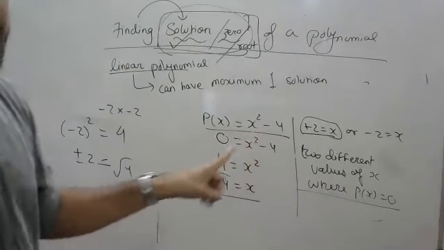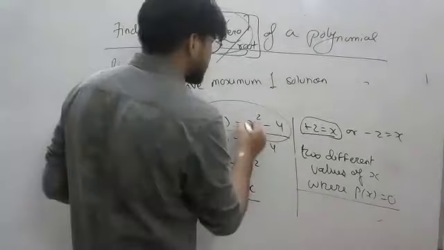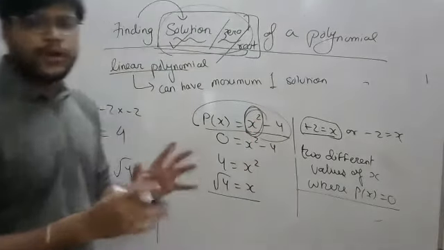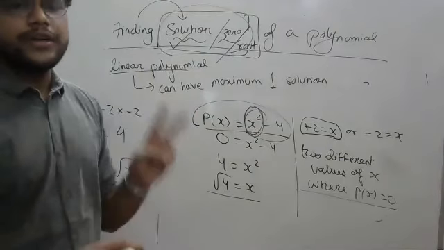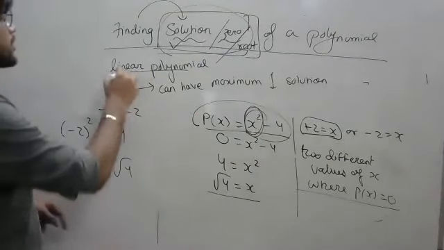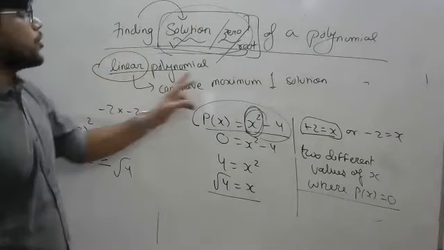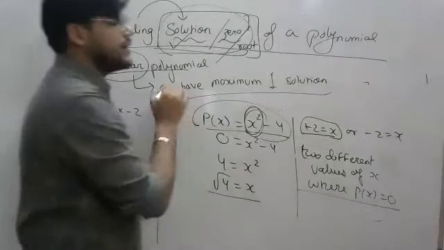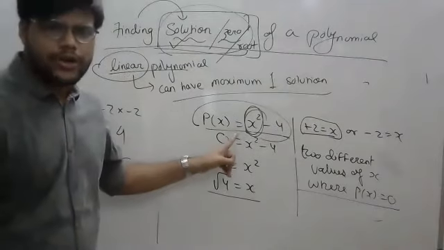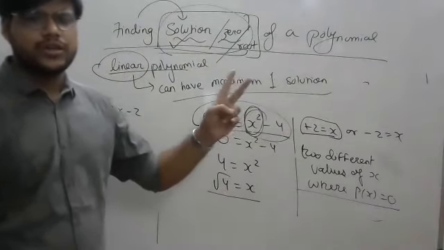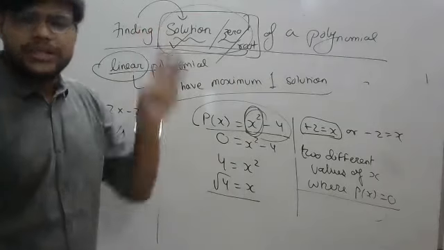Because it's a quadratic polynomial, we can clearly see it's quadratic. Therefore, it is possible that this has 2 different solutions. But a linear polynomial cannot have more than one. A linear polynomial will never have more than one solution. A quadratic will never have more than 2 solutions. A cubic will not have more than 3 solutions.